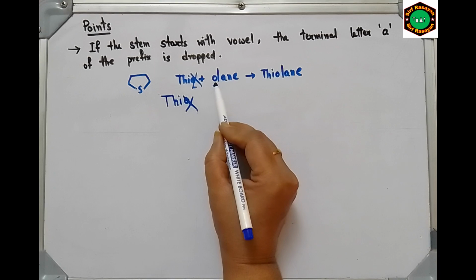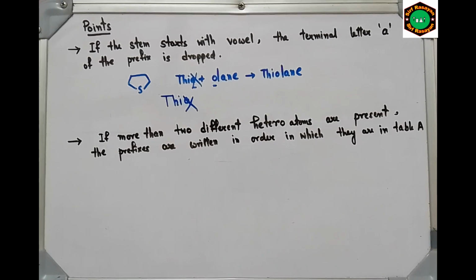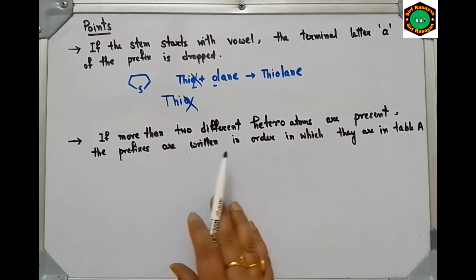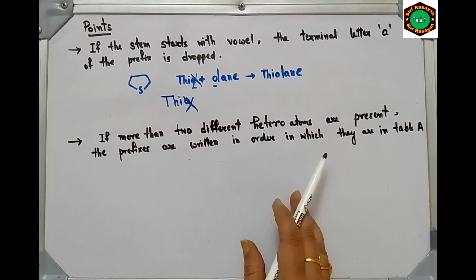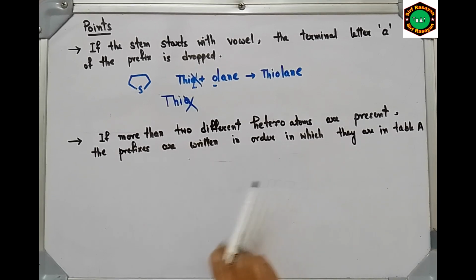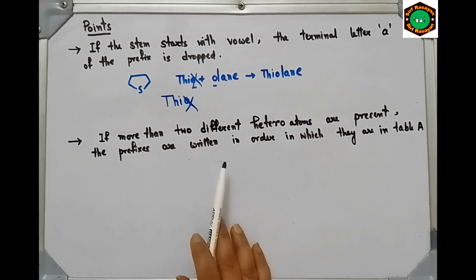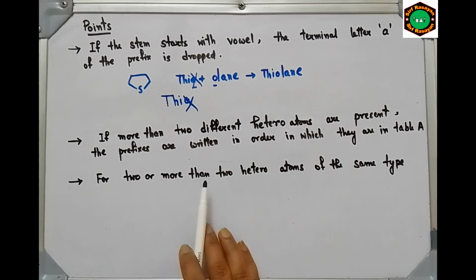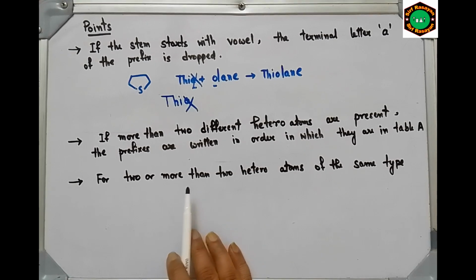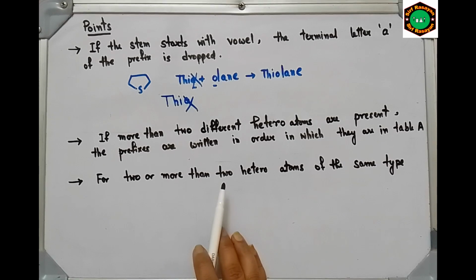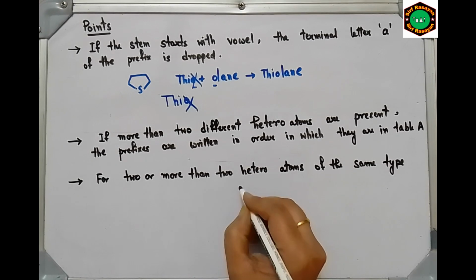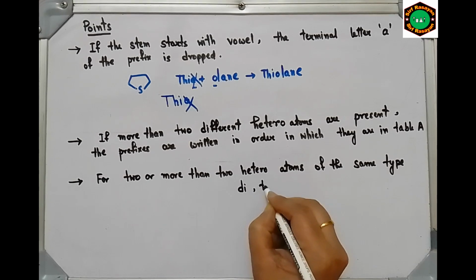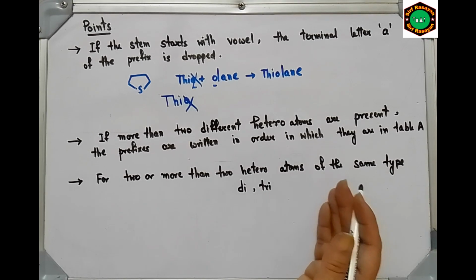Now remember, if more than two different heteroatoms are present in any heterocycle, the prefixes are written in the order in which they are in table A. If in a heterocyclic compound, two or more heteroatoms of the same type are present, they are indicated by di. If two are there, di. If three are there, tri. If four are there, tetra.